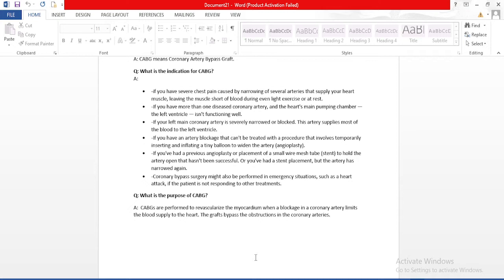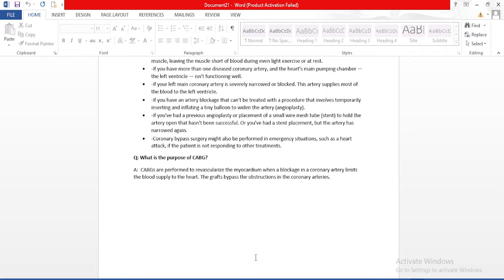If you have more than one diseased coronary artery and the heart's main pumping chamber, the left ventricle, is not functioning well. That means the coronary arteries are already obstructed and the left ventricle is not able to pump well. If your left main coronary artery is severely narrowed or blocked, this artery supplies most of the blood to the left ventricle. Whenever the left main coronary artery is narrowed or blocked, we need to have CABG.